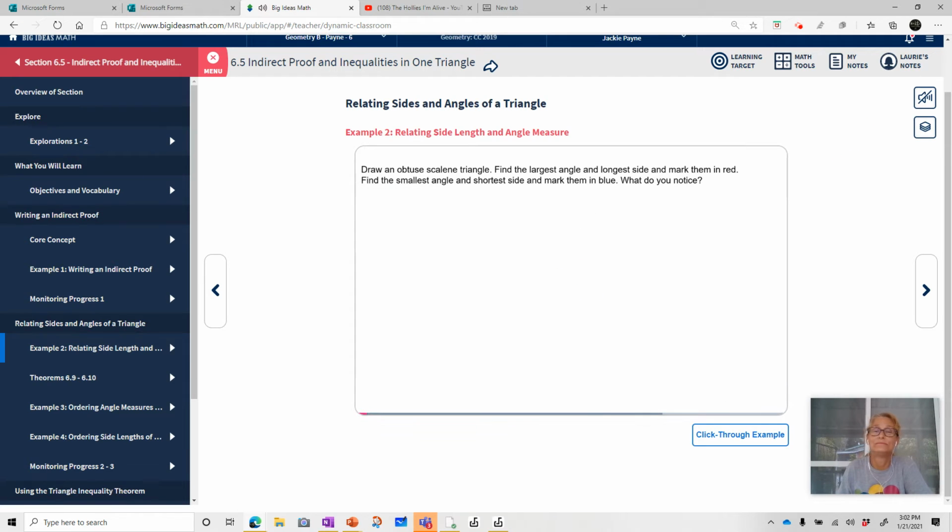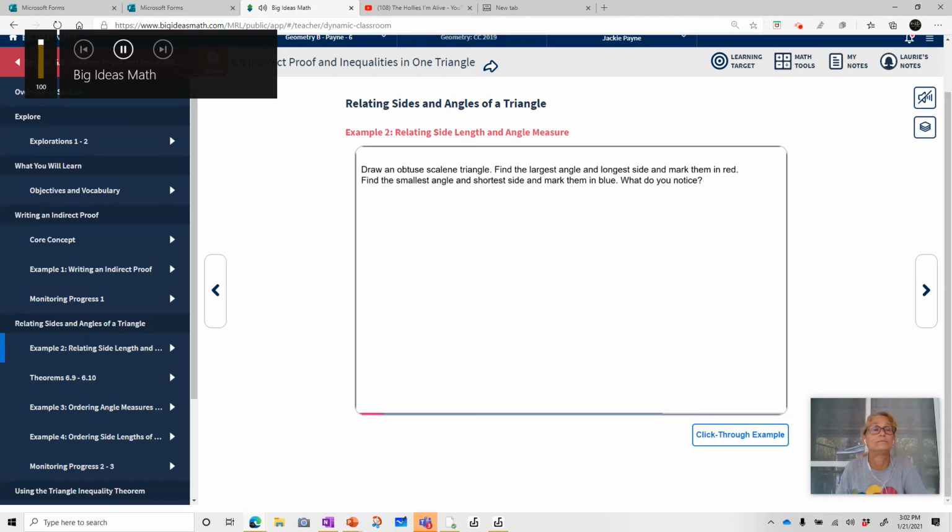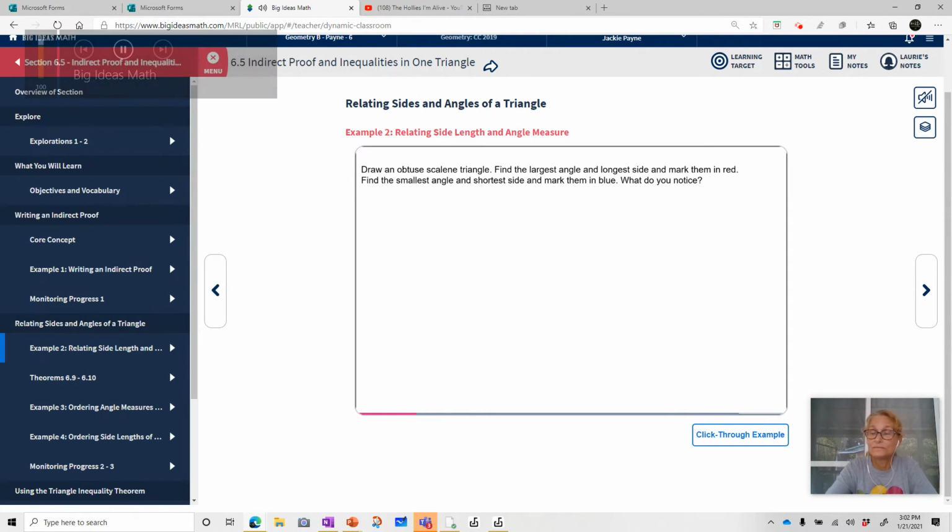Draw an obtuse scalene triangle. Find the largest angle and longest side and mark them in red. Find the smallest angle and shortest side and mark them in blue. What do you notice?